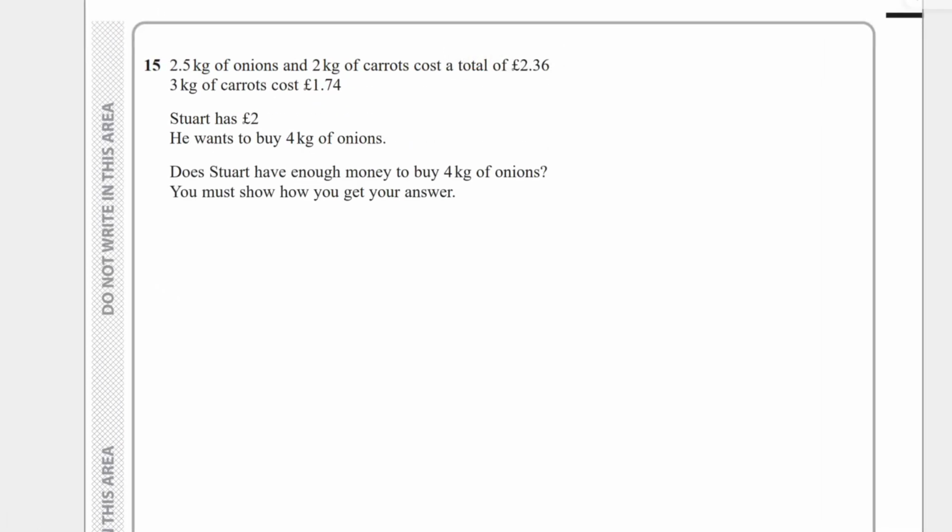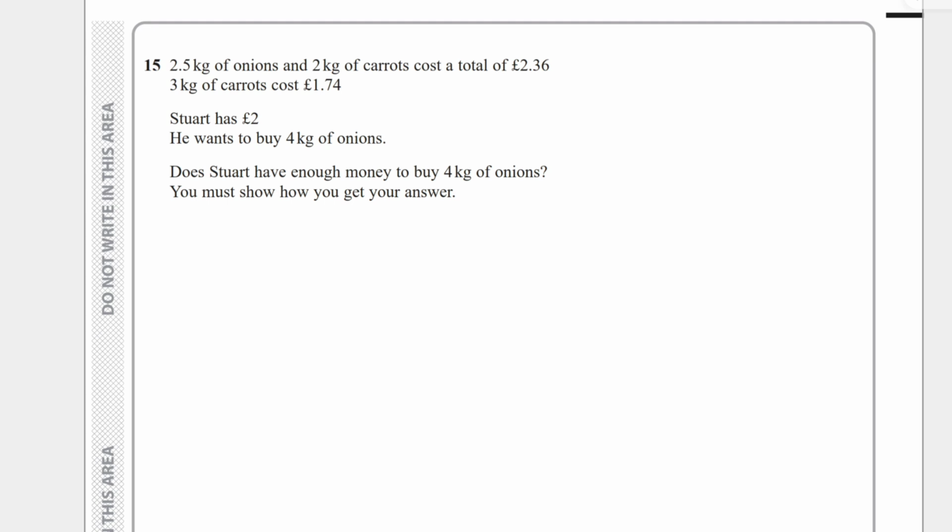2.5 kilograms of onions and 2 kilograms of carrots cost a total of £2.36. 3 kilograms of carrots cost £1.74. Stuart has 2 pounds and he wants to buy 4 kilograms of onions. Does Stuart have enough money to buy the 4 kilograms of onions?